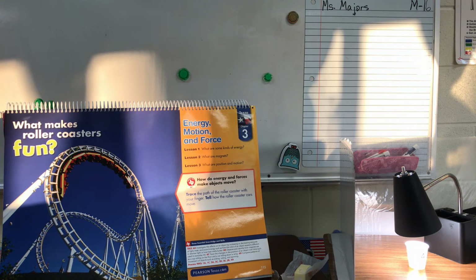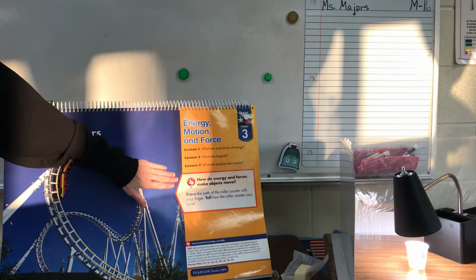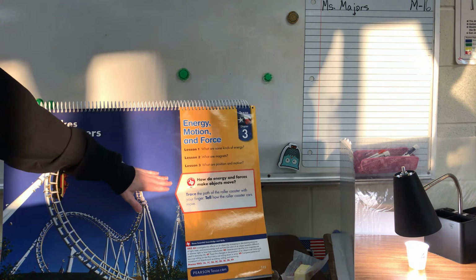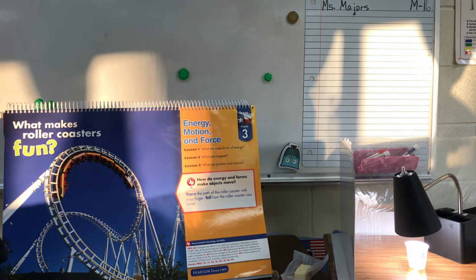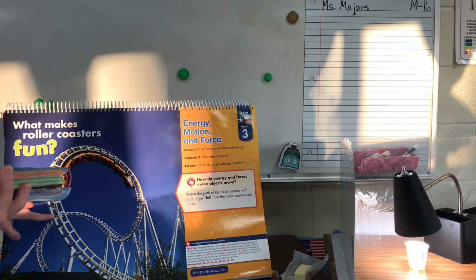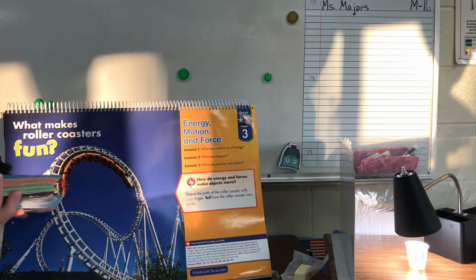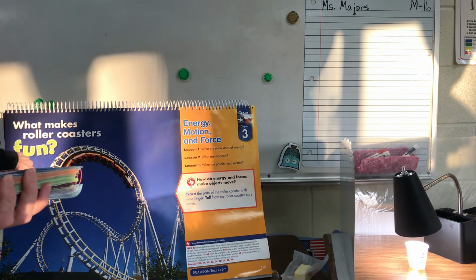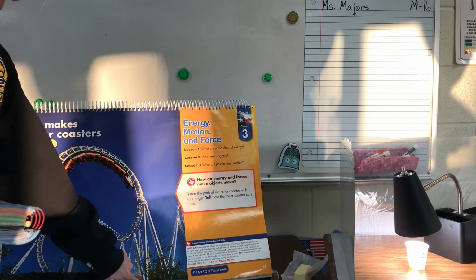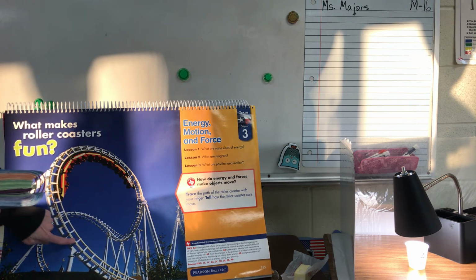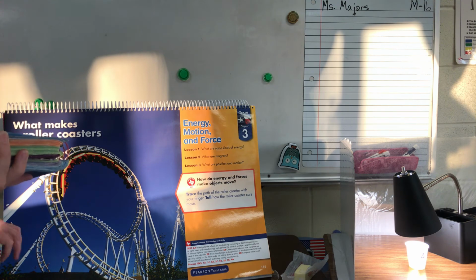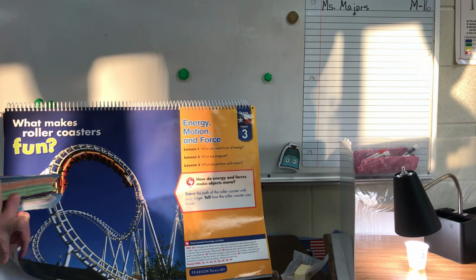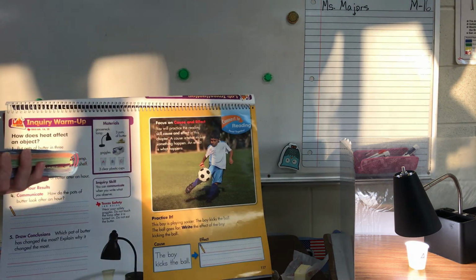And our question for our chapter is, how do energy and forces make objects move? So you can trace the path of the roller coaster with your finger, and you can see that on all of this part, the roller coaster is moving with gravity pulling it down.